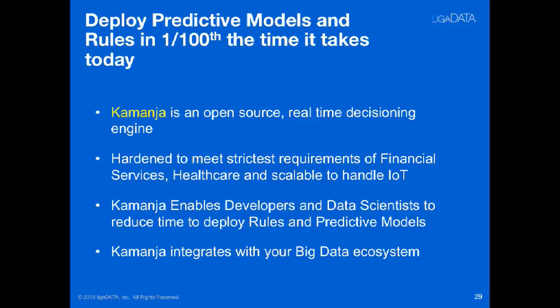Okay, so here's a good elevator pitch. So KP, as we were talking earlier today, this is a clear message if you want to summarize it. Deploy predictive models and rules in 1/100th the time that it might take today. It's an open source, real-time decision engine. It's hardened to meet the strictest requirements of financial services, healthcare, and scalable to handle Internet of Things. It enables developers and data scientists to reduce the time to deploy rules and predictive models, and it integrates with your big data ecosystem.